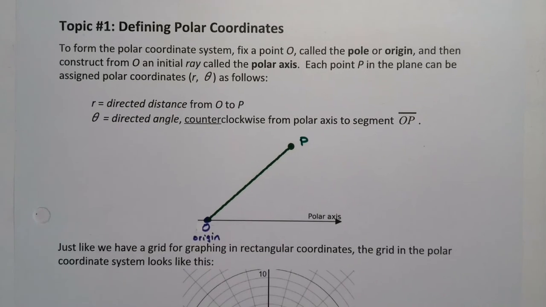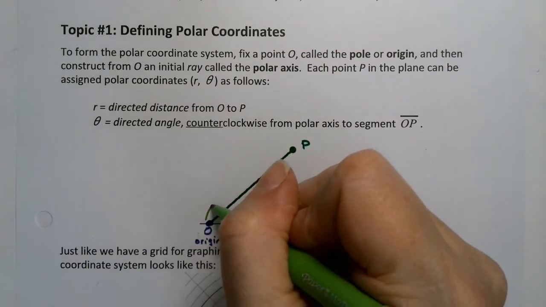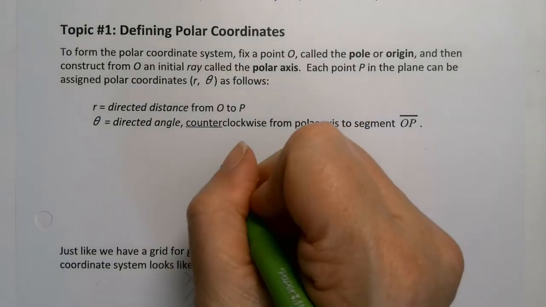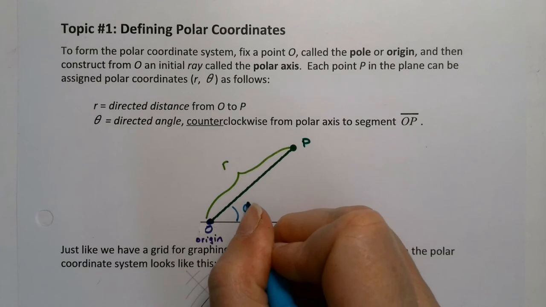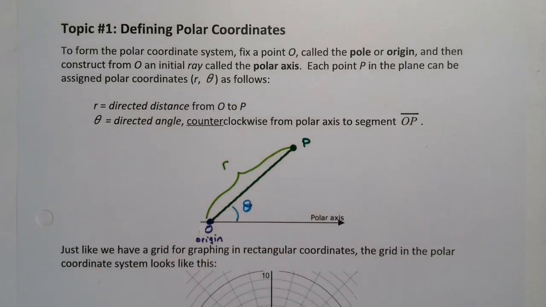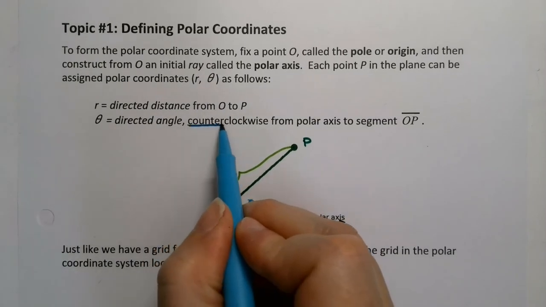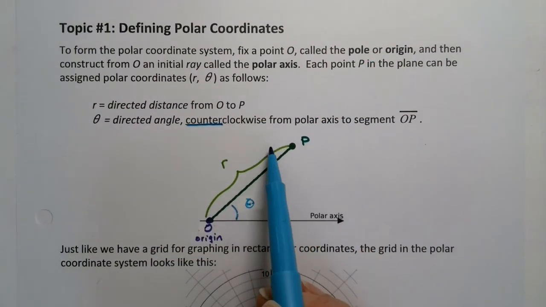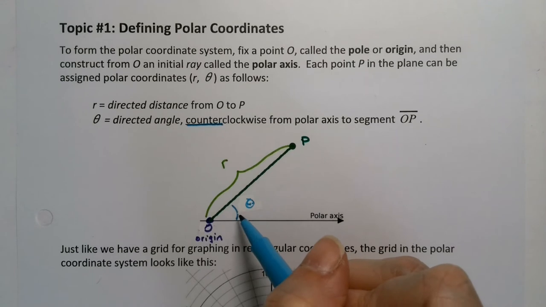But you define it from (r, theta), where r is the length of this distance. It's the distance from the origin out to the point P, and it's a directed distance. That's r. And theta, the angle that you're building, if I could write the letter theta, there we go, is the directed angle. It's assumed to be counterclockwise from the polar axis out to that ray, or that segment OP.